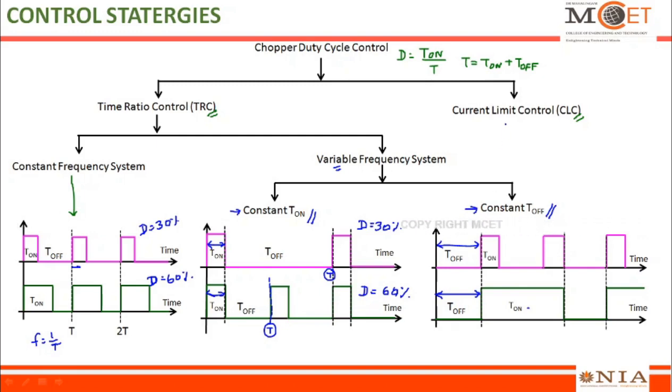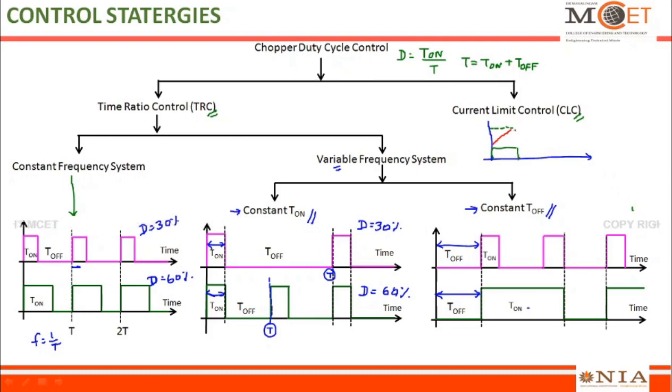Now the last one is the current limit control. Since we have an inductor in the system, I can vary the duty cycle based on the inductor current. Once the switch is on, the inductor current increases. I turn on the switch, inductor current increases. So once it has reached some maximum value, I will turn off the switch.